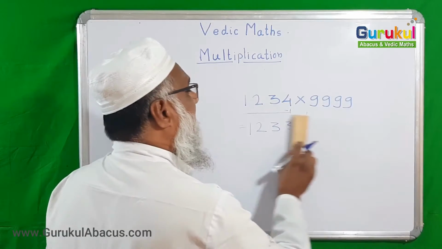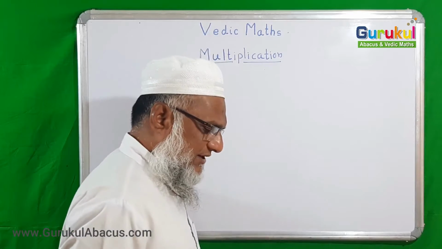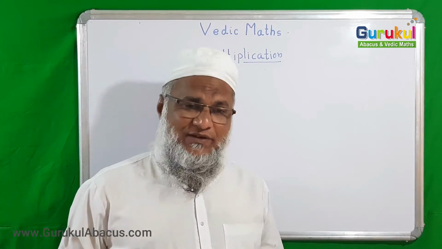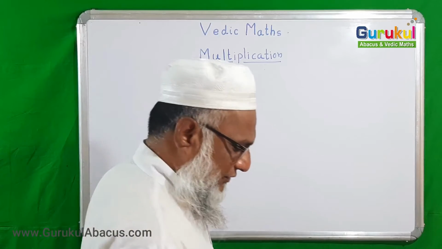It does not matter, it should just be the same number of digits. Let it be 5 digit, 3 digit, 6 digit, 7 digit, whatever digits, still we can solve at this speed. One more example we are taking, so your understanding will be clearer.